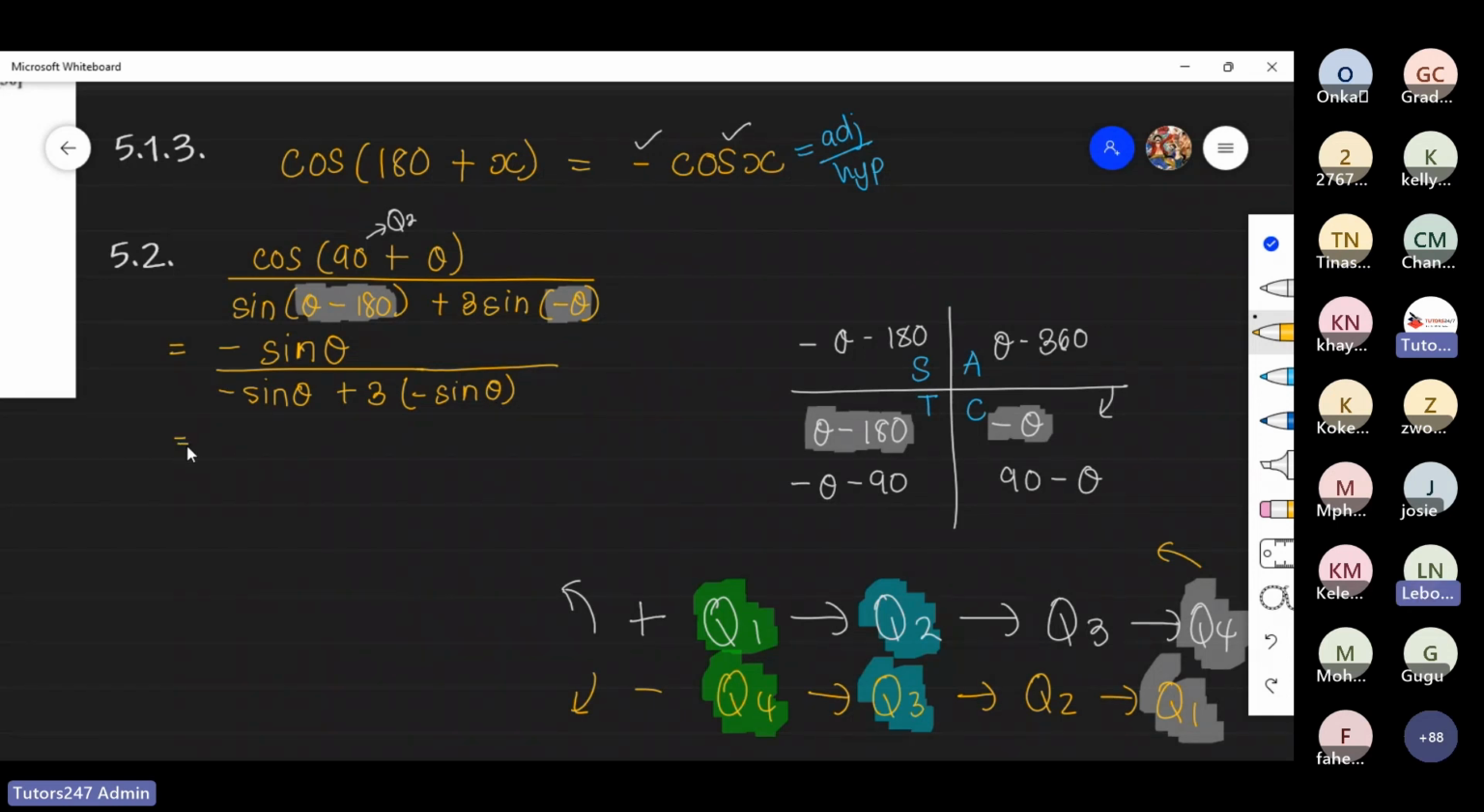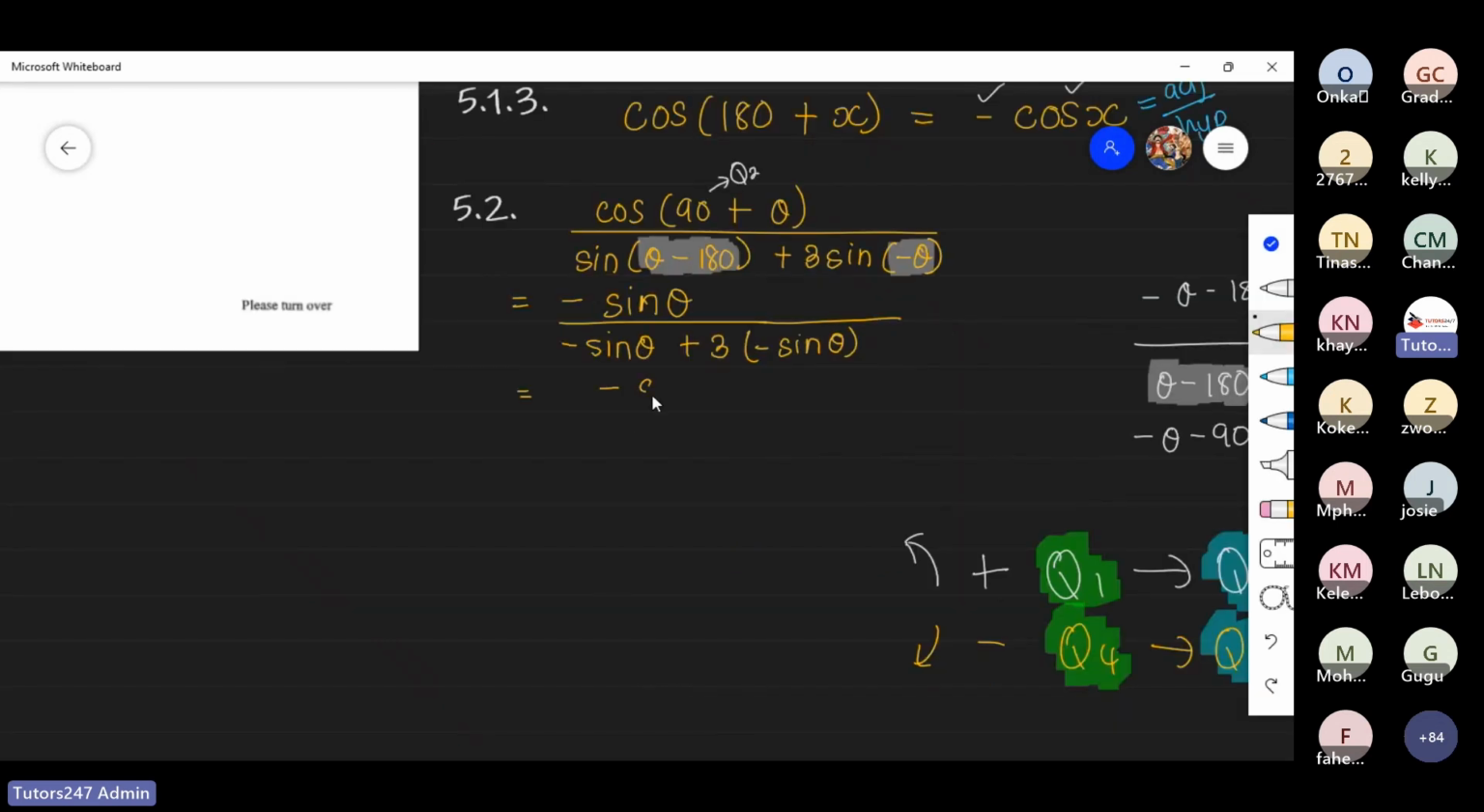Next, we don't need our reduction formula anymore, or more specifically, the CAST diagram. The CAST diagram is used for the first part in order to simplify and determine which quadrants and which signs our identities are going to have. From here, we can just simplify using algebra.